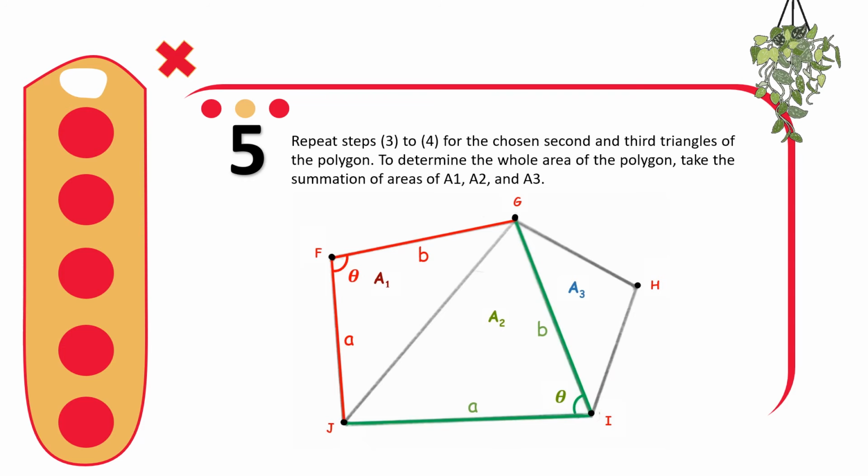Step 5. Repeat steps 3 to 4 for the chosen second and third triangles of the polygon. To determine the whole area of the polygon, take the summation of areas of Area 1, Area 2, and Area 3.